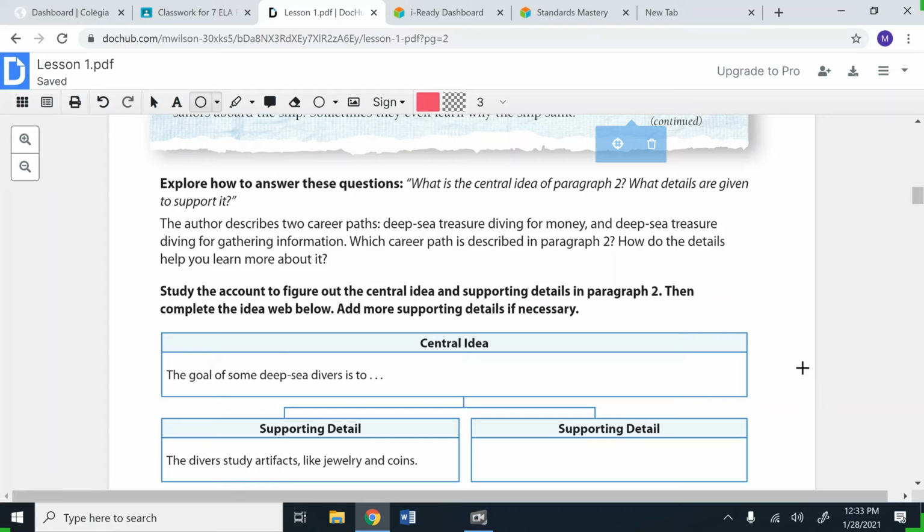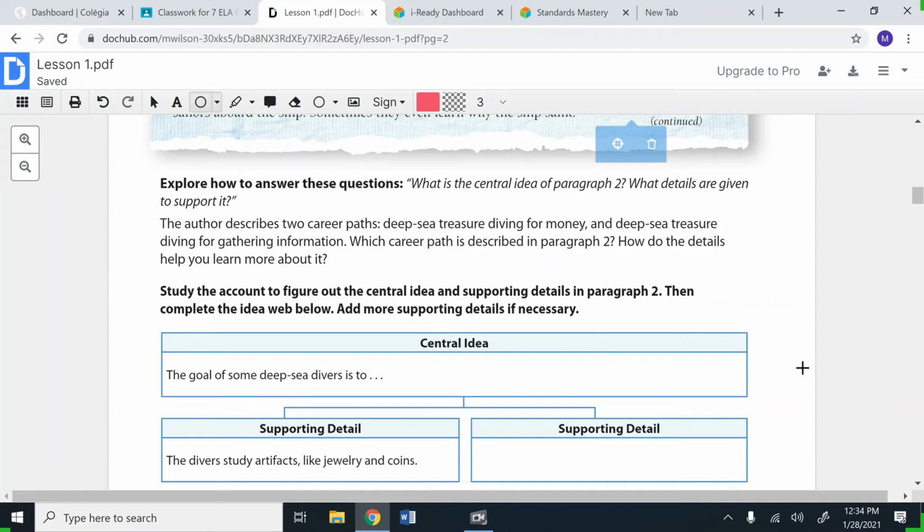Now, I notice in the first paragraph that the author is going to be discussing two career paths: the deep sea treasure diving for money and the deep sea treasure diving for gathering information. So I have to figure out which career path is described in paragraph 2 and how the details help me learn more from it. The author doesn't directly tell the central idea of the paragraph. So I'll need to determine the central idea by thinking about what all the supporting details have in common.